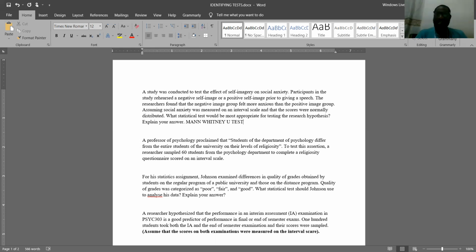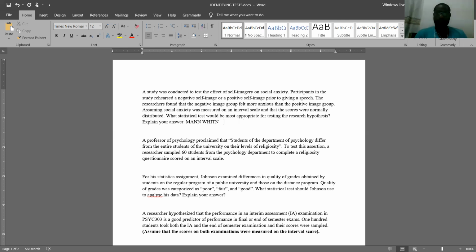The moment you realize that they are comparing two independent groups, and this time around, the dependent variable is on ordinal, or sometimes they wouldn't say ordinal, they will indicate rank, then don't use independent t-test, because independent t-test is a parametric test, and always the dependent variable should be on interval or ratio. But this time around, they've indicated it is on ordinal. So select the non-parametric form of independent t-test, and that's the Mann-Whitney U test.